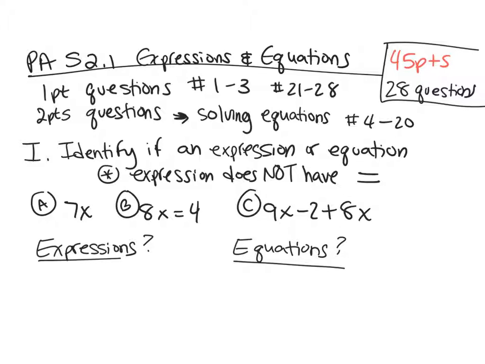The expressions: A and C. And the reason is because A is just 7x and there's no equal sign, and C is 9x minus 2 plus 8x. It's a complex expression, but it's not an equation. So expressions would be A and C, and B would be an equation because there is an equal sign.